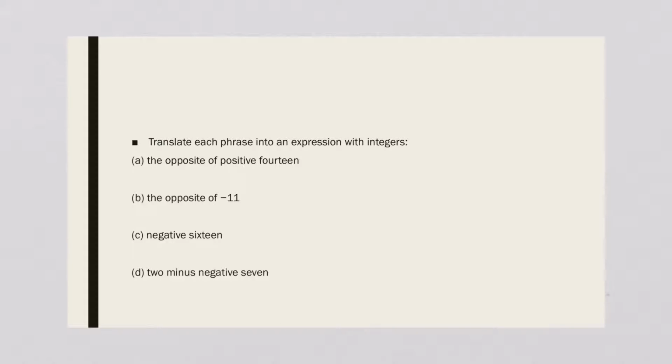Alright, on these we are translating the phrase into an expression with integers. So on A, we want the opposite of positive 14. The opposite of positive 14 is negative 14. On part B, we want the opposite of negative 11. The opposite of negative 11 is positive 11. On part C, they're not asking you for opposites or anything like that. They're just asking you to write the term negative 16 in numbers.